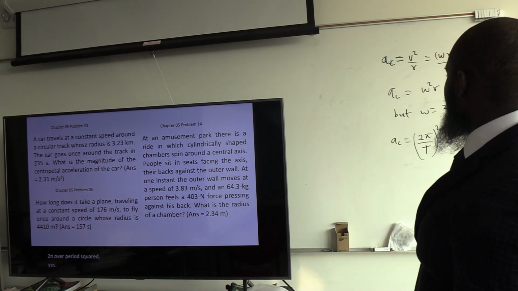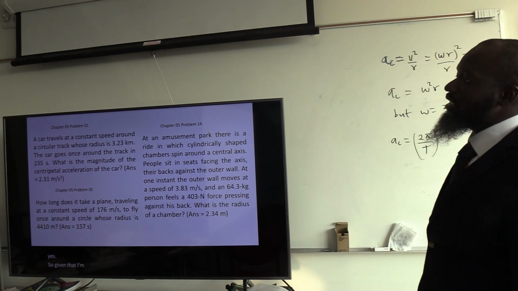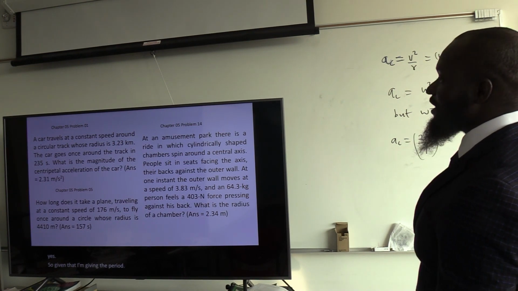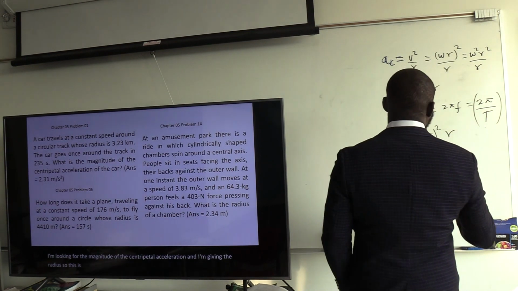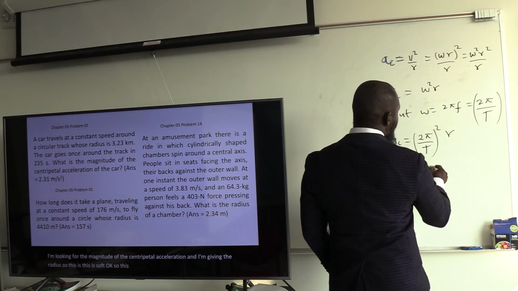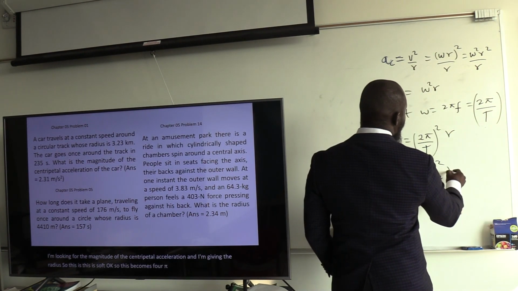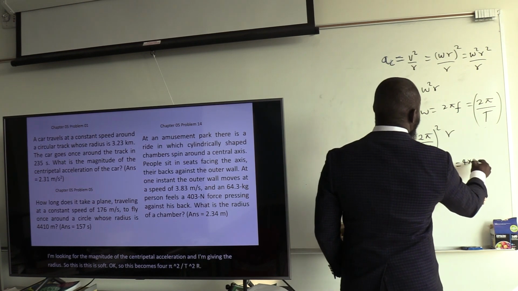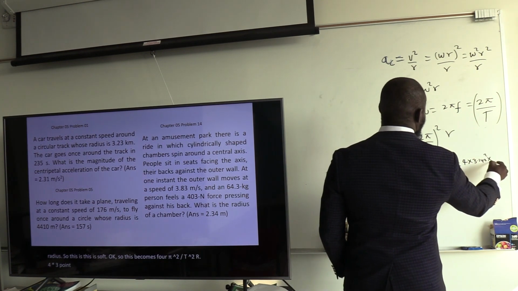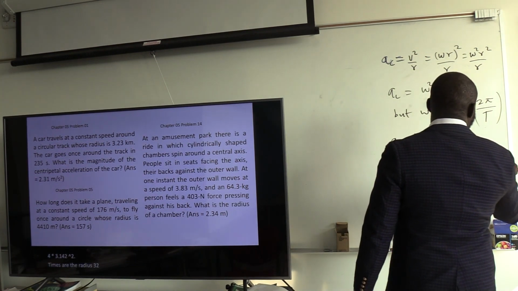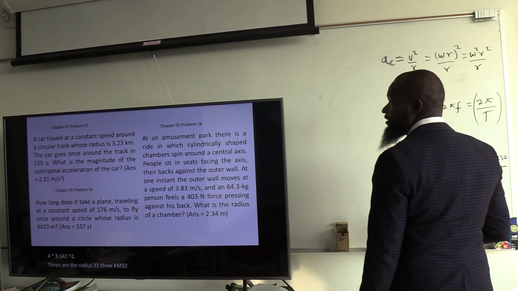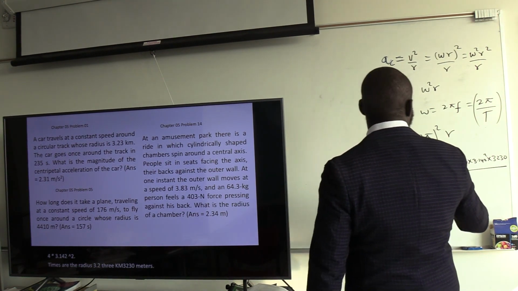I'm given the period, I'm looking for the magnitude of the centripetal acceleration, and I'm given the radius. So this is solved. This becomes 4 pi squared over T squared times r. 4 times 3.142 squared times r, the radius, 3.23 kilometers, 3230 meters, divided by 235 squared.